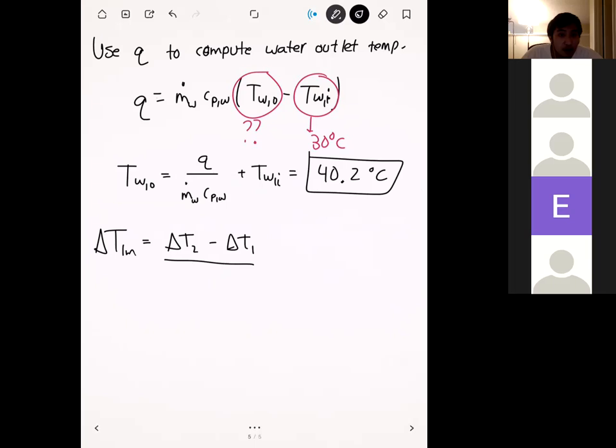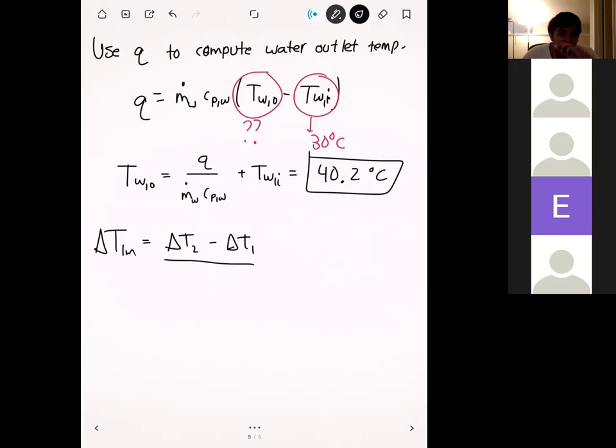All right. And so let's compute the log mean temperature difference, right? Remember, the reason we have to compute this is because the temperature of the fluids is changing along the length. We already know that the oil is going from 100 down to 60, and the water is going from 30 up to 40. So it's hard to say what the temperature difference between the two should be, because that temperature difference is constantly changing throughout the heat exchanger. And so we use this log mean temperature difference as kind of an average temperature difference throughout the entire heat exchanger. Right?